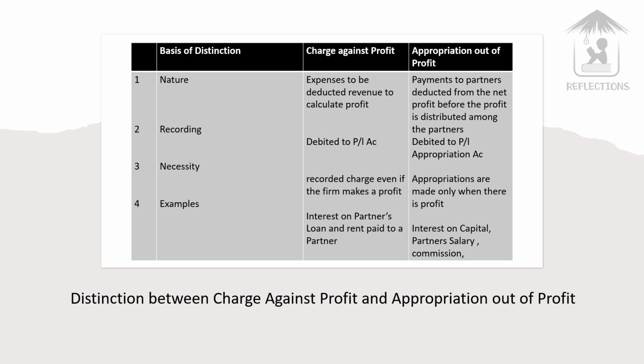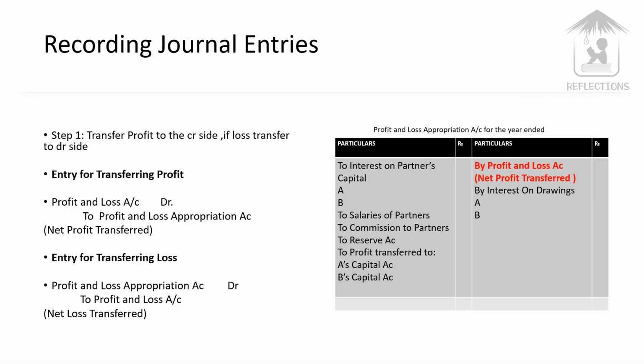So appropriations can be made only if the firm has a profit. If the firm doesn't make a profit, you cannot appropriate. So examples of appropriation are interest on capital, partner salary, commission. So I'll take you step by step through the journal entries for profit and loss appropriation account.